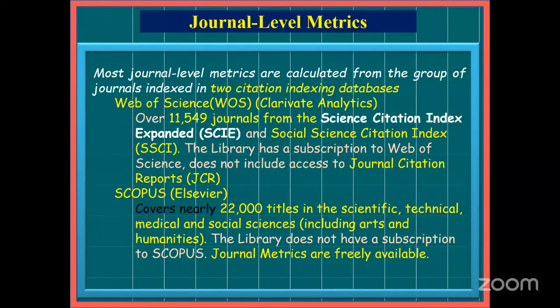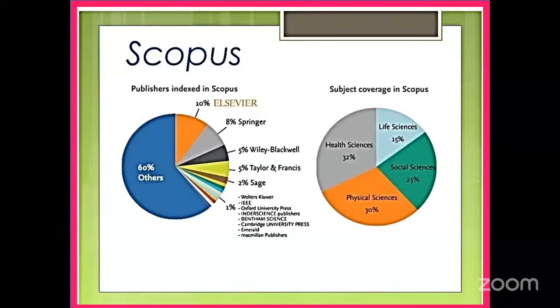And in Scopus, you can look here to see how many journals there are. You can see the publishers: Elsevier, Springer, Wiley, Taylor and Francis, Sage, ACS and other publishers. Almost 60% of the publications are from these, and the remaining are repeated publishing. You can also see the subject coverage area. How much of each subject is covered?